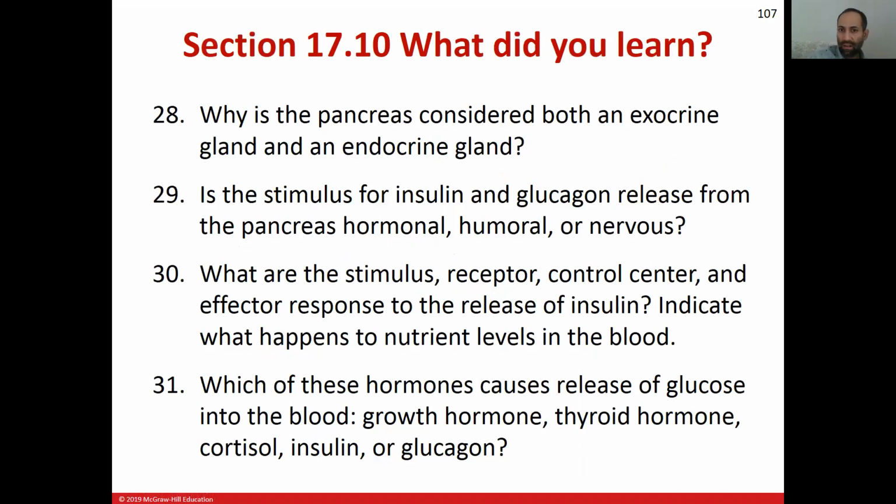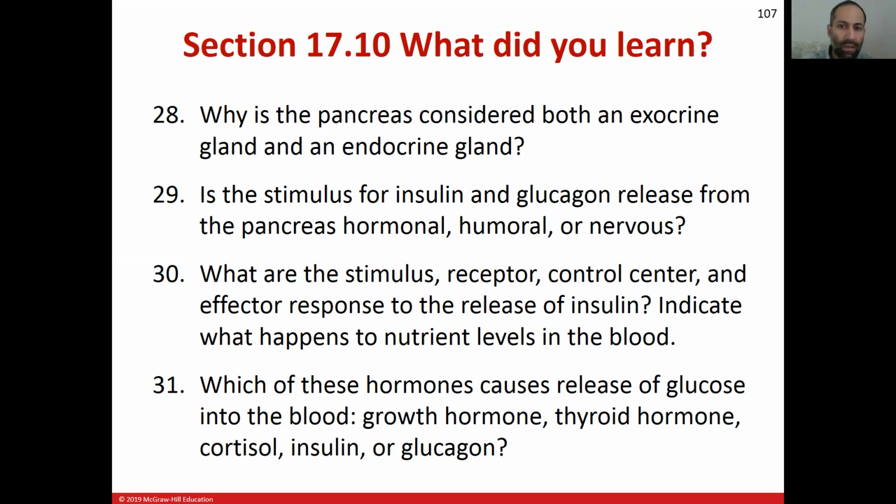So why is the pancreas considered both an exocrine gland and an endocrine gland? Well, the pancreas secretes insulin and glucagon, which are hormones, so that's an endocrine function. The pancreas also secretes pancreatic juice, which is an exocrine function, so both. Is the stimulus for insulin and glucagon released from the pancreas hormonal, humoral, or nervous? What causes insulin and glucagon to be released? Your blood sugar levels. So that's humoral.